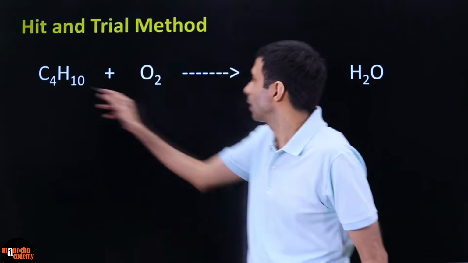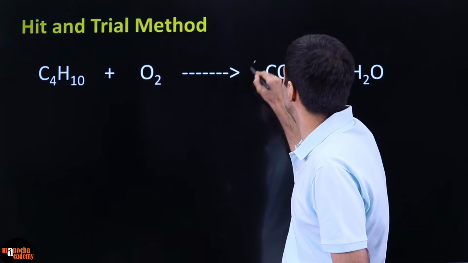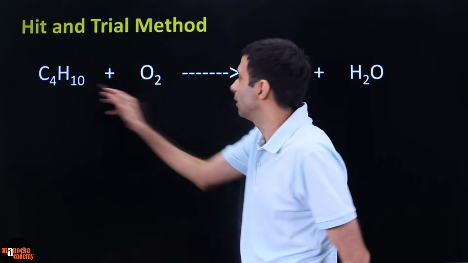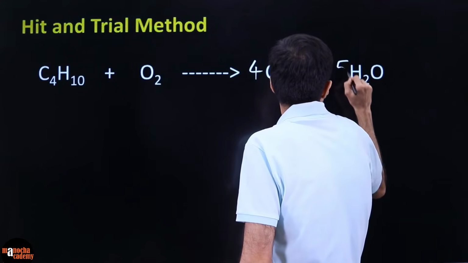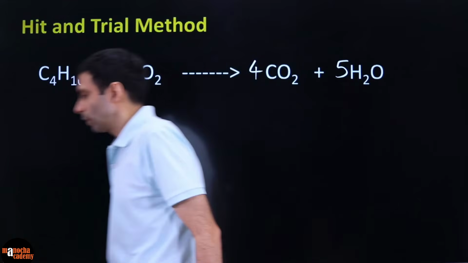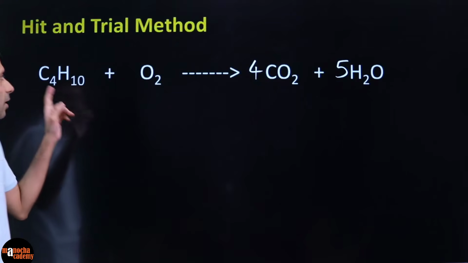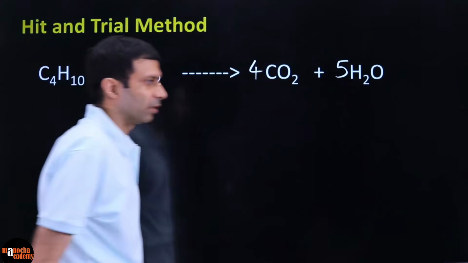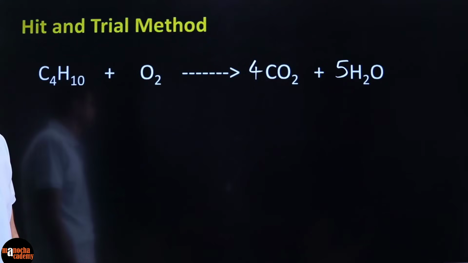You can see there's 4 carbon, only 1 carbon. So let me finish the carbon 4 times, right? You can see hydrogen is 10 here, only 2 here. What if I multiply it by 5? So can all of you see carbon and hydrogen is done? 4 carbon, 4 carbon. 10 hydrogen, 5 times 2, 10 hydrogen. Done. But oxygen, how many do we have?